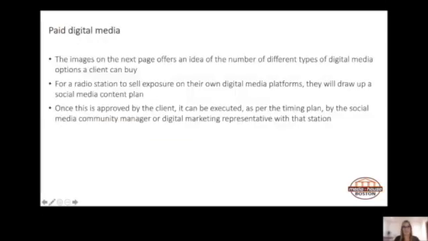What we're going to look at now is a couple of different images, which offers an idea of the number of different types of digital media options that a client can buy. For a radio station to sell exposure on their own digital media platforms, they'll draw up a social media content plan. Once this has been approved by the client, it can be executed as per the timing plan by the social media community manager or the digital marketing representative with that station.